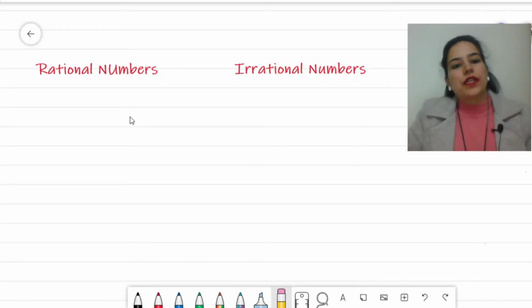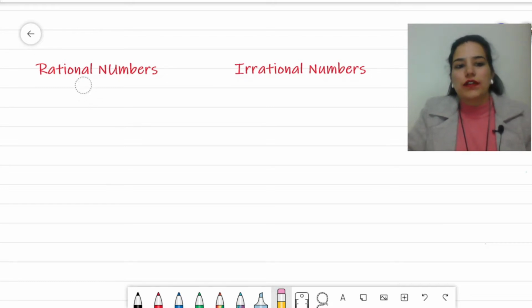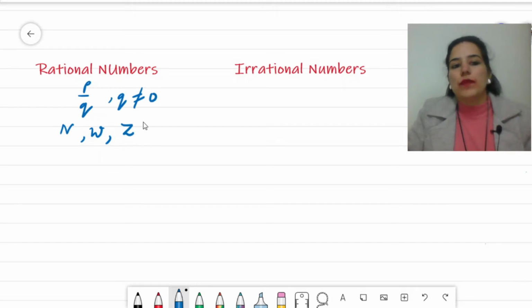So the next concept in this chapter is about the type of numbers. There is a separate video which explains the entire number system in detail. The link is in the description. But just a quick recap here. Rational numbers are the numbers which can be written as p by q form, that is integer by integer form, and the denominator cannot be 0. So your natural numbers, whole numbers and integers all come under the heading of rational numbers. And obviously the numbers which are not rational numbers are irrational numbers.